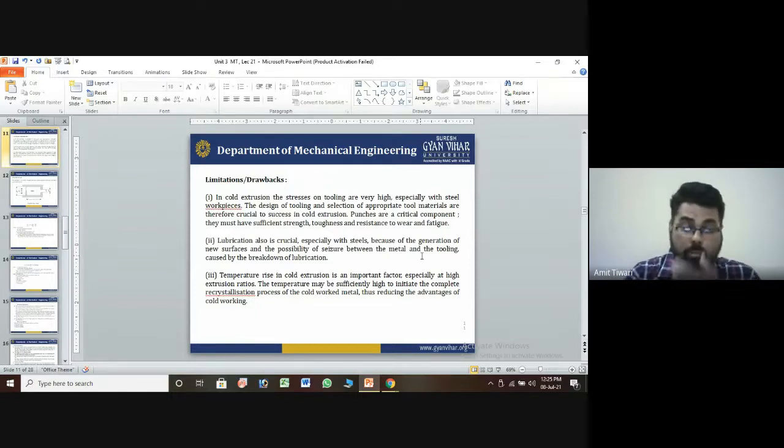Second, in the extrusion process the temperature may be sufficiently high to initiate the recrystallization of the cold-worked metal, reducing the advantages of cold working. So these are some limitations or drawbacks that occur on the surface of the material during the cold extrusion working process.